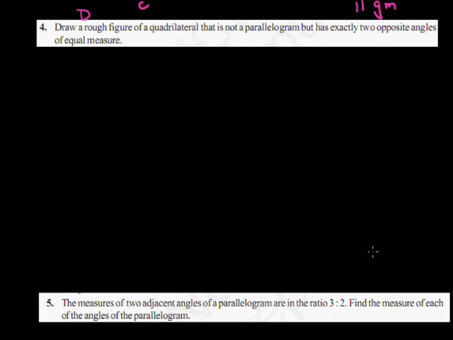Come to the fourth question: draw a rough figure of a quadrilateral that is not a parallelogram but has exactly two opposite angles of equal measure. I can say that the example can be a kite. In a kite, it is not a parallelogram but exactly two angles are of equal measure. In the kite, these two sides are equal and these two sides are equal. That means ABCD is a kite. So AB is equal to AD and DC is equal to BC. So this is an example of a quadrilateral that is not a parallelogram, but has exactly two opposite angles of equal measure.